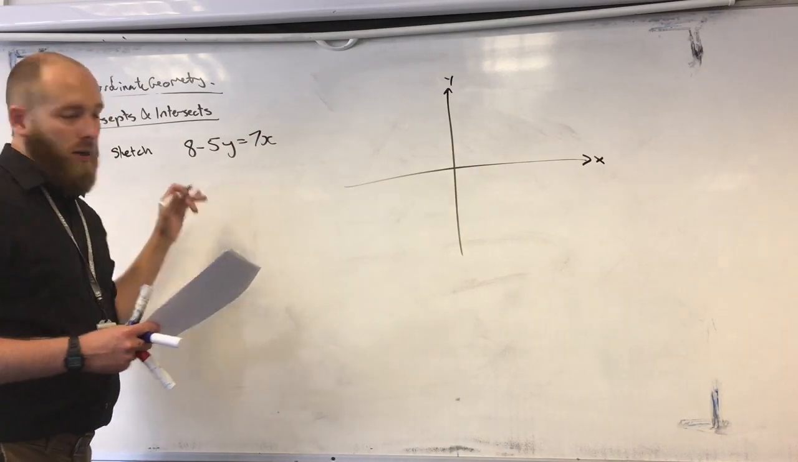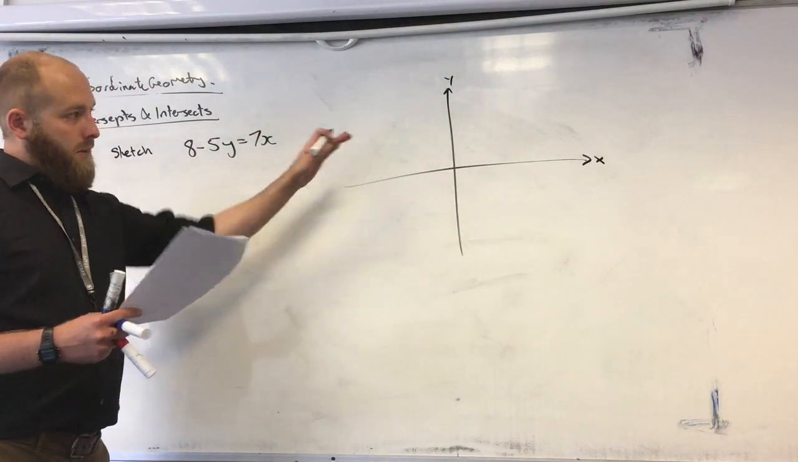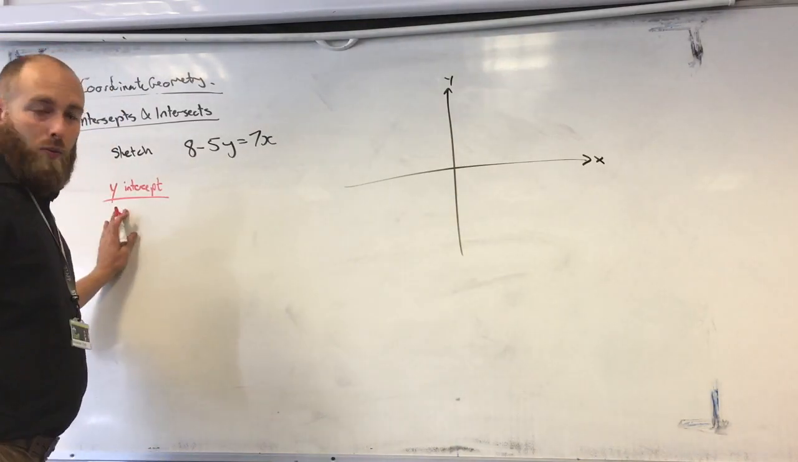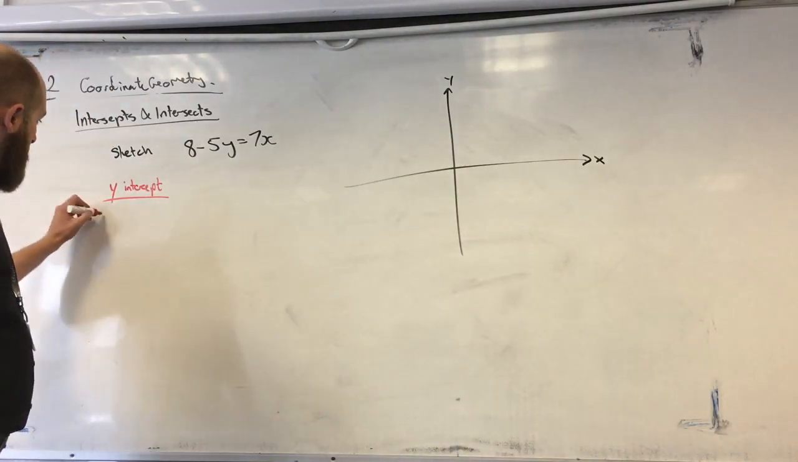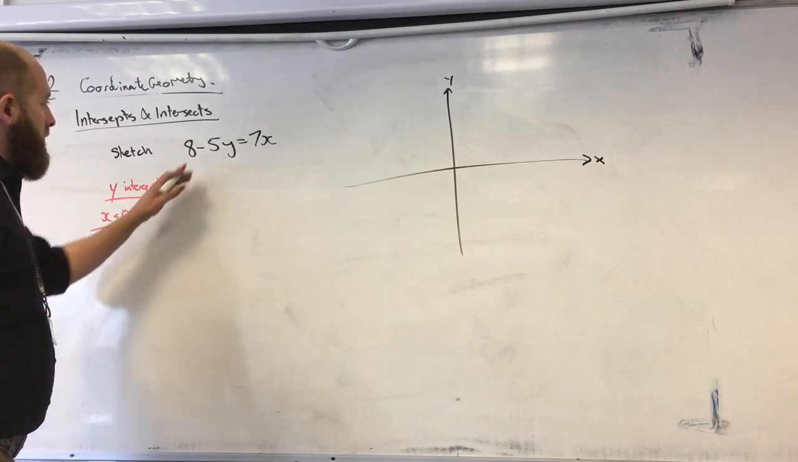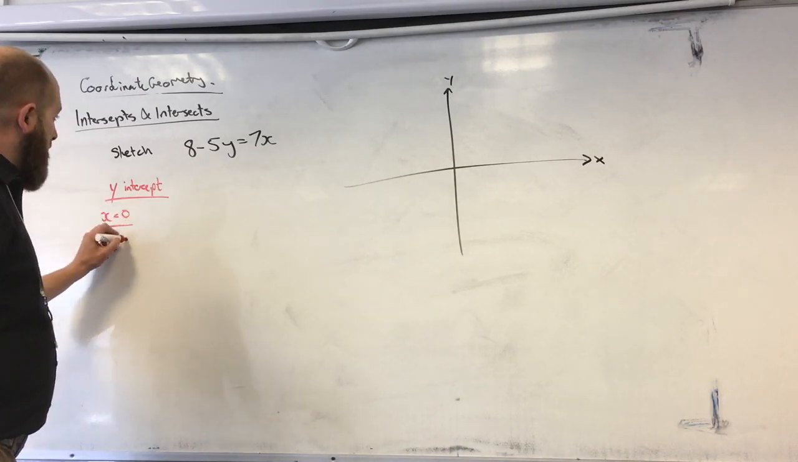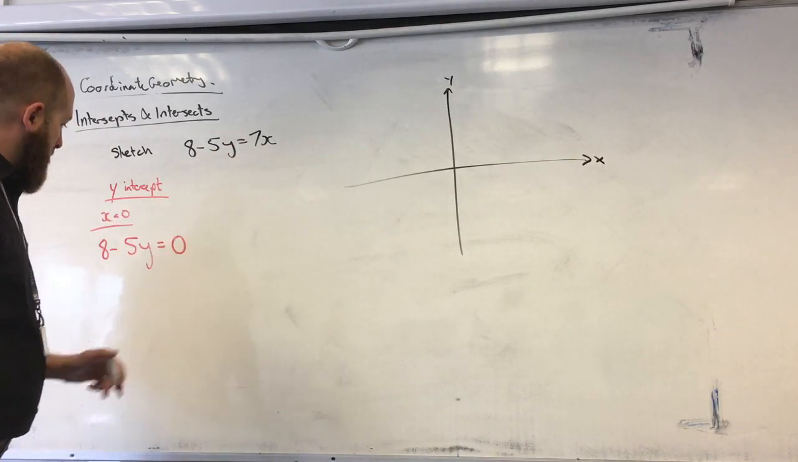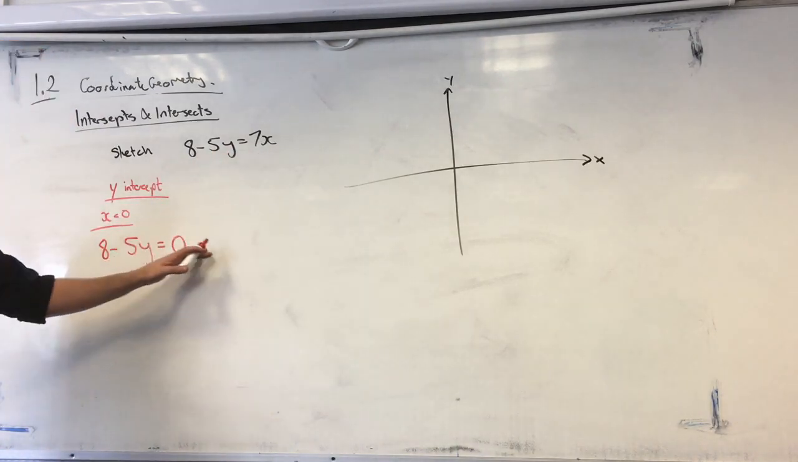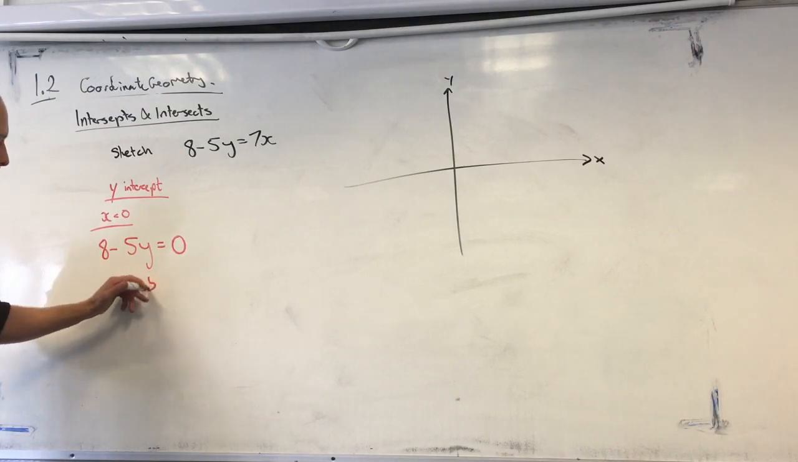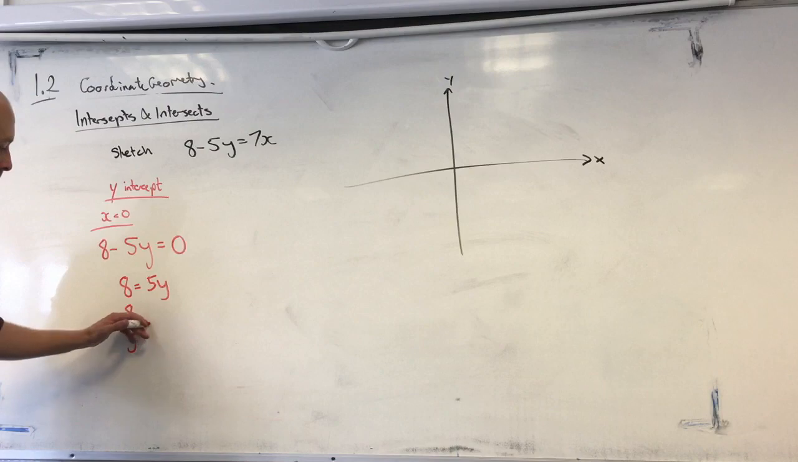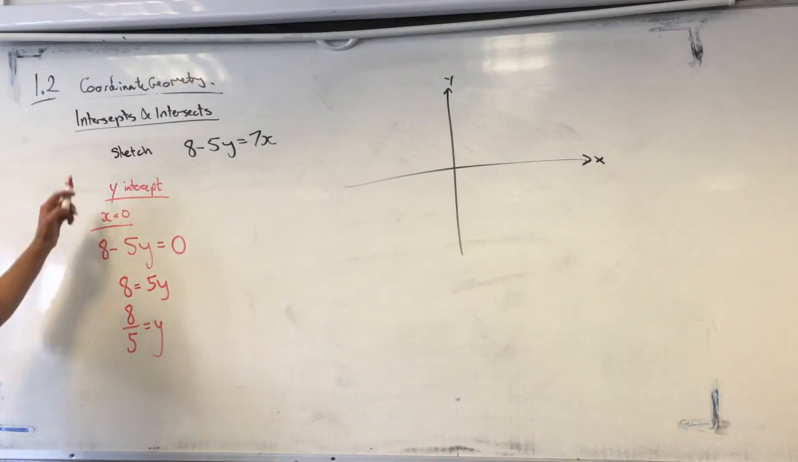So pause the video, put in y equals 0, put in x equals 0, find the values, put them on the axes, and see what we get. So in order to find the y-intercept, we're going to make x equals 0. So we end up with 8 minus 5y, 7 times 0 is 0, so that equals 0. I can add my 5y over now, so we get 8 equals 5y, and then divide by 5 to get 8/5 equals y. So my y-intercept is 8/5.